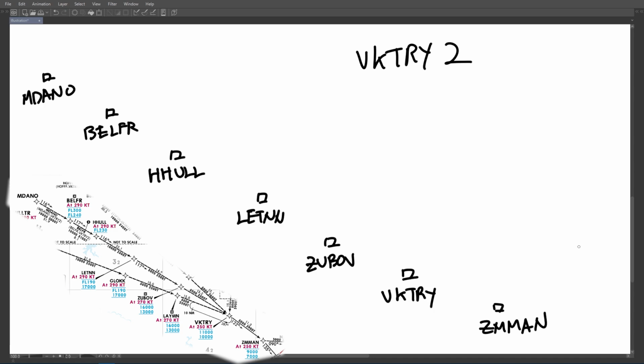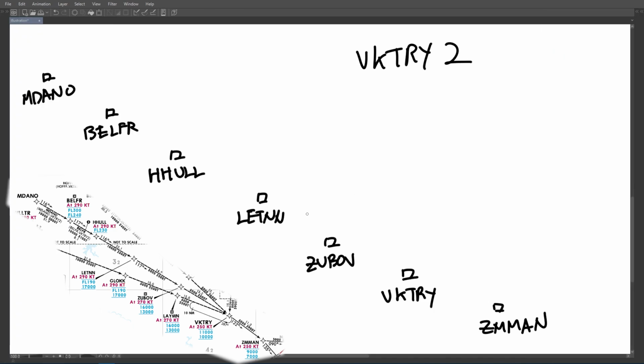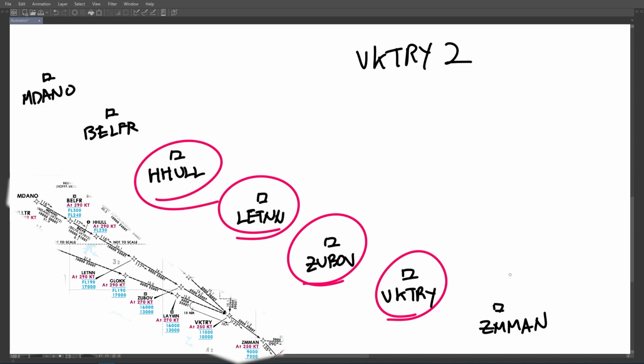So I'm looking at 2 or 3 fixes ahead of me. So basically, say Victory or Zubov. Now I could look at Ledin or Hall. That's my option as well. Or I can look at the Z-Man. Now I would not look at the Z-Man way too far ahead because one, from Medano to Z-Man, that's too far of a distance.